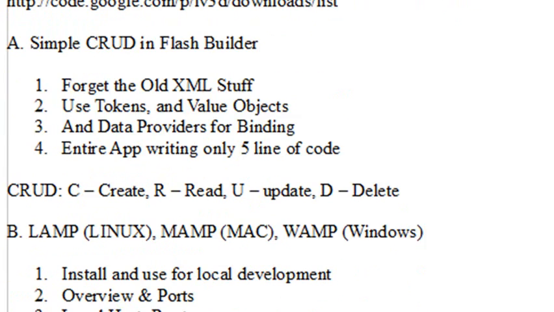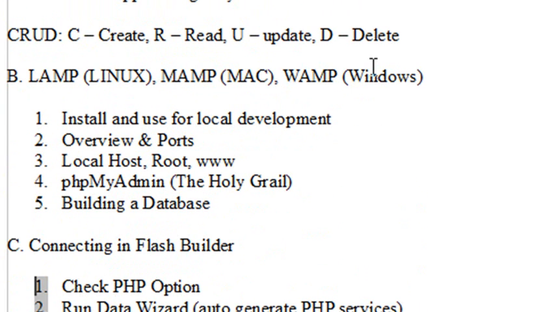You're going to want to get started, though, by downloading LAMP, MAMP, or WAMP. This will be a local server that you can download to your machine and basically work on locally. That will speed up the process, and Flash Builder is set up to talk to that server very readily. Now, what is LAMP?